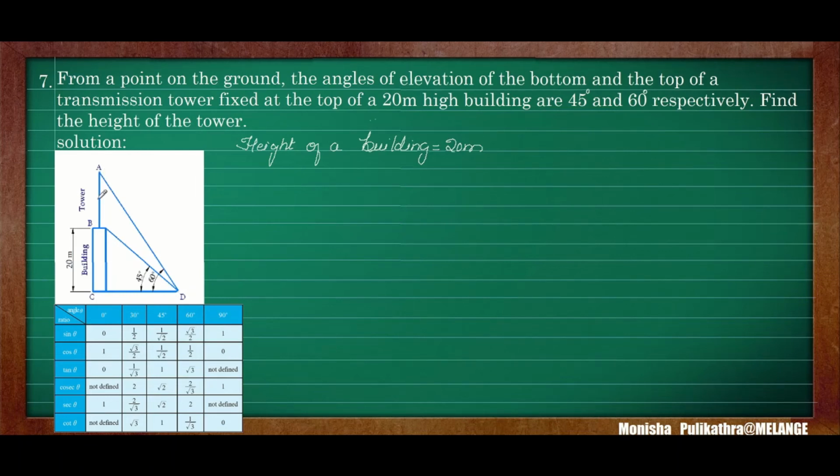So this is the tower. This AB is the tower. Height of a tower is AB, which we have to find out, and height of a building is BC, which is 20 meter. So from the top and bottom of the tower, it makes an angle of elevation to the ground, that is 60 degree and 45 degree respectively. We need to find the height of this tower.